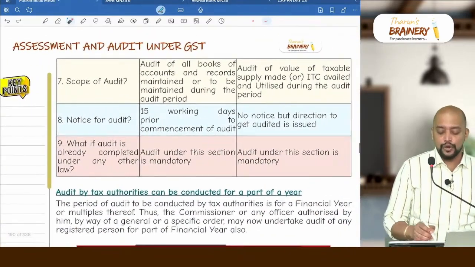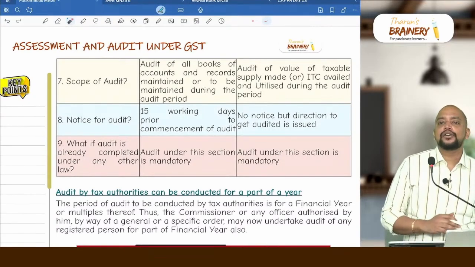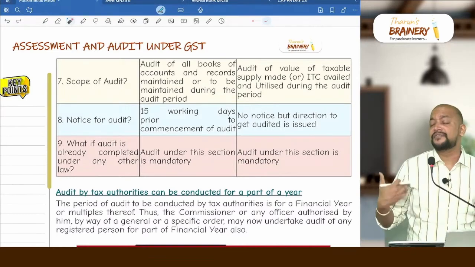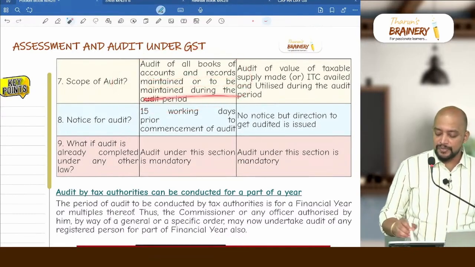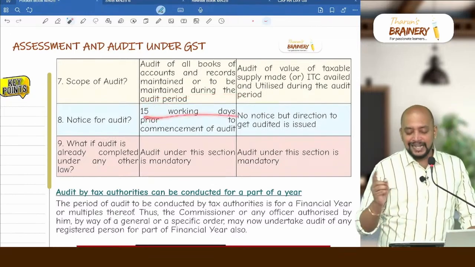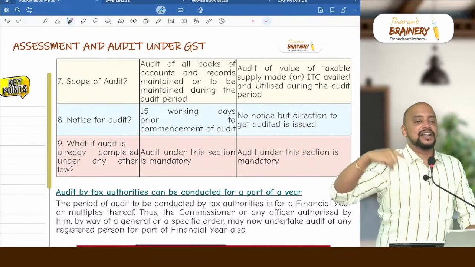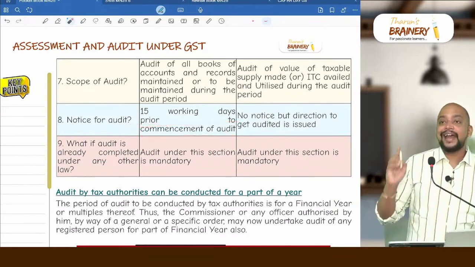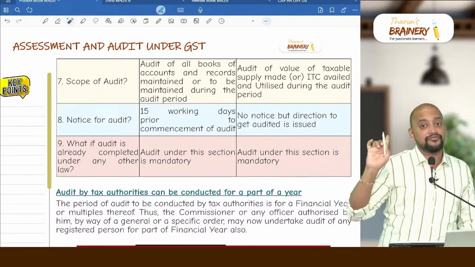And next, what is the scope of audit? Will they audit all the accounts and records? Yes. In case of departmental audit, there is nothing like they will audit only GST related records. Everything they can audit: all books of accounts and records maintained or to be maintained during the audit period. And notice for audit, yes, a 15 working days prior notice will be given. In customs it will be 15 days notice. Here it is 15 working days prior notice prior to commencement of the audit.